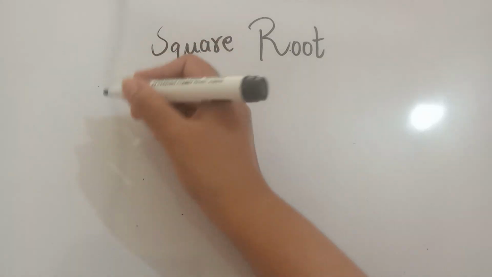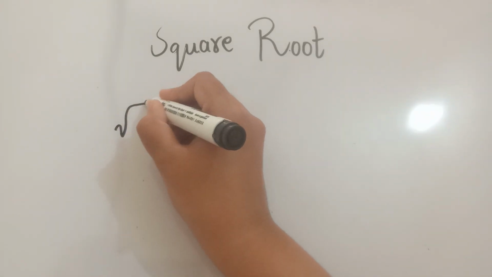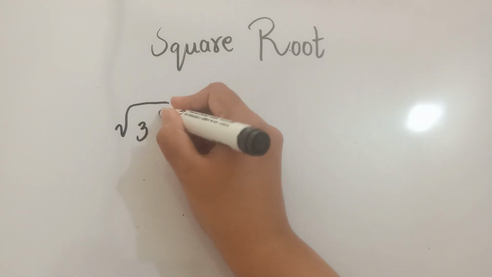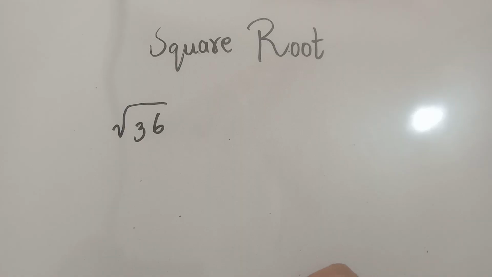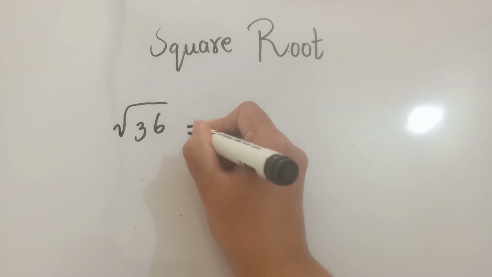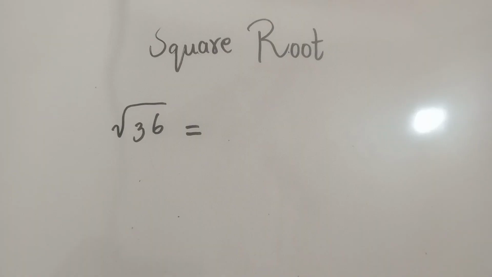Dear students, today our topic is square root. We will discuss how we can find the square root in just 1 minute. For example, I have this number 36 and I want to find out what is the square root of this number. Which whole number will I get as the square root of 36? So the square root of 36 will be 6.